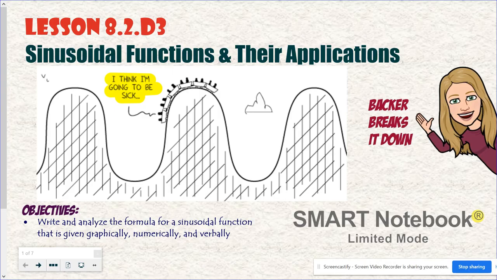In today's episode, we're going to look at sinusoidal functions and their applications. So you know what that means? Yeah, there are going to be some word problems on here, but that's okay because I'm about to break it down for you.